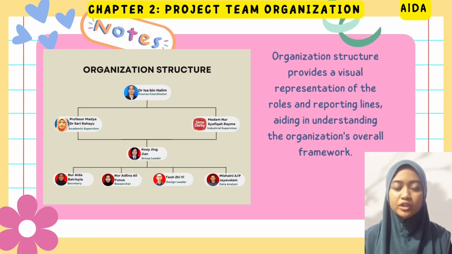Next, I will go to Chapter 2, Project Team Organization. Organization structure provides a visual representation of the roles and reporting lines, aiding in understanding the organization's overall framework. So the figure here shows our team organization structure.